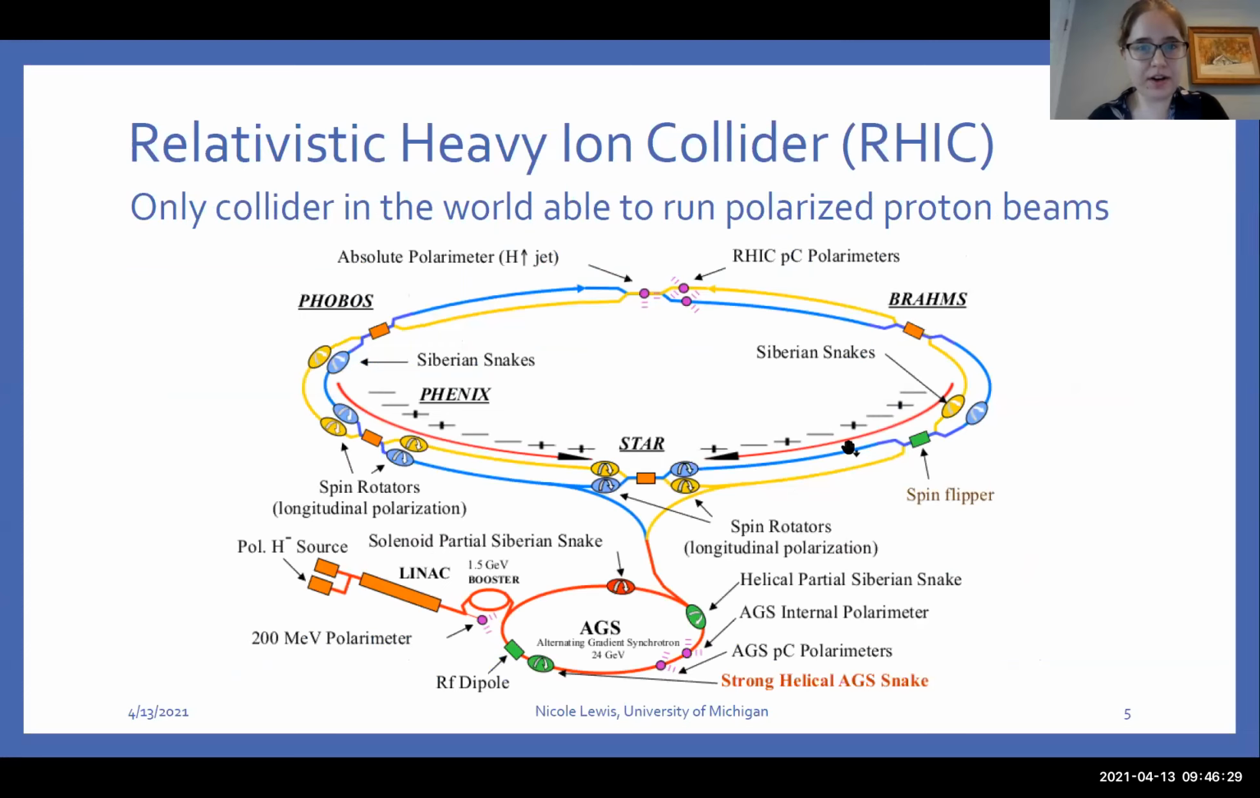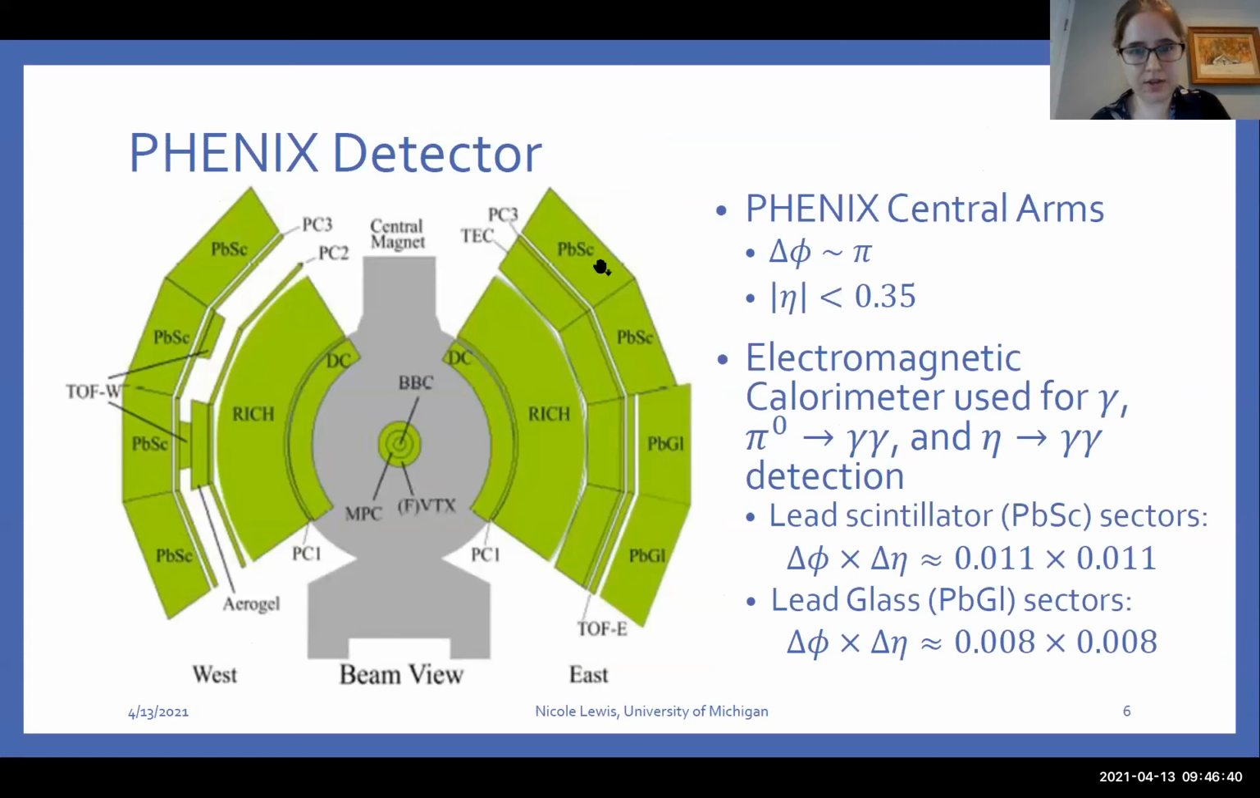Okay, we already heard about RHIC. This is the Relativistic Heavy Ion Collider, the only collider in the world that is able to run polarized proton beams. The experiment that took these measurements is called the PHENIX detector. Right now, we're looking at the central arms. We're looking down the barrel of the beam.